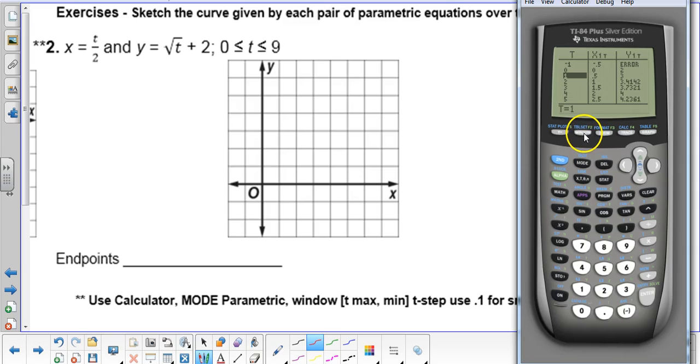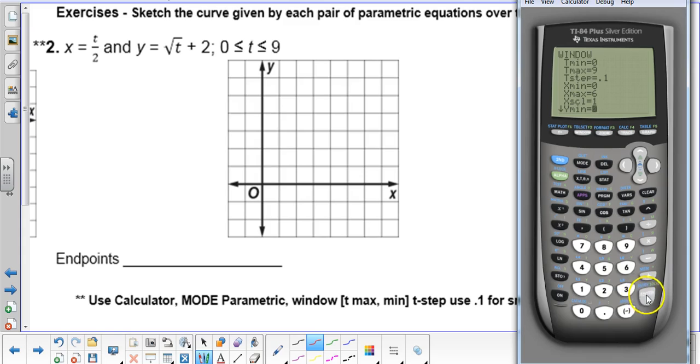So I'm going to go back to window. Everybody with me? Window. Go down to X min and put 0. For max, I'm just going to pick 6. For scale, I'm going to use 1. Scale on X and Y doesn't really matter.